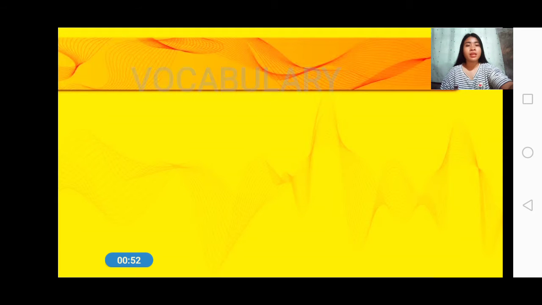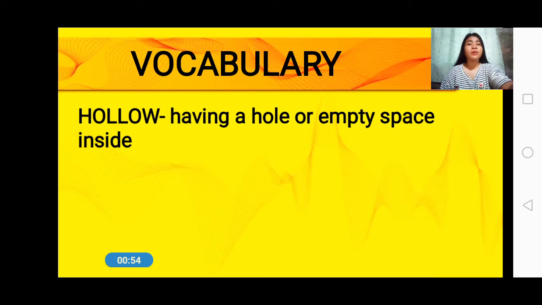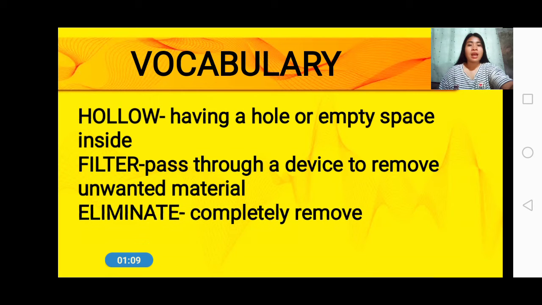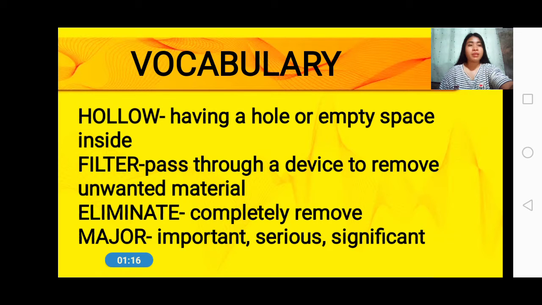So when we say hollow, it is having a hole or empty space inside. That is hollow. So when we say filter, pass through a device to remove unwanted material. That is filter. And then when we say eliminate, completely remove. Okay? And when we say major, important, serious, or significant. Now, those are the meaning of the words.